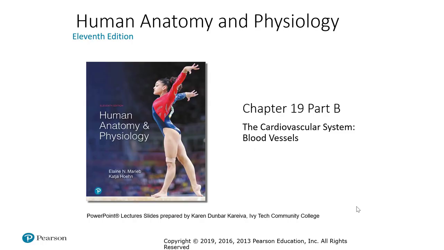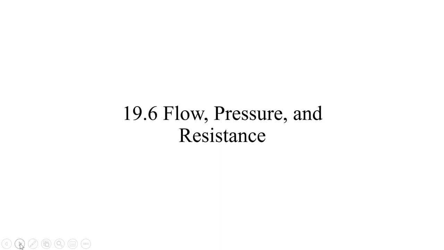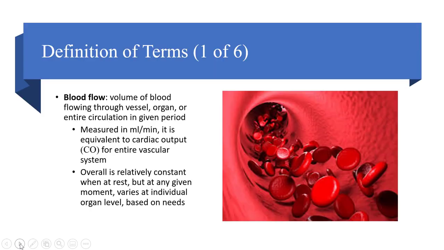Welcome back, guys. We're now going to discuss the second part of chapter 19, and that's the cardiovascular physiology. We're going to deal today with the physiology of circulation and how the different blood vessels are affecting circulation itself. So we're going to take a look at flow, pressure, and resistance, and these are factors that are affecting blood pressure. And we are going to pretty much find out how they are affecting blood pressure.